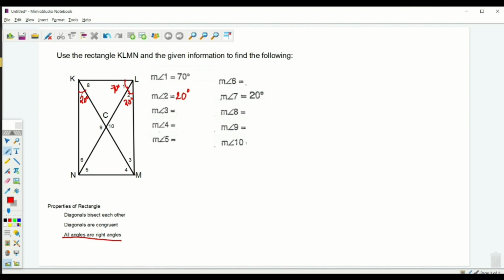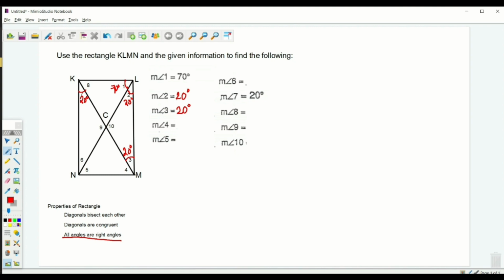Now let's try to solve for angle 3. Angle 3, since as I've said earlier that LCM is an isosceles triangle, meaning two sides are congruent and base angles are congruent. Meaning to say, if this is our base angle which is 20 degrees, we also conclude na si angle 3 is a base angle and they are congruent. So this is also 20 degrees.